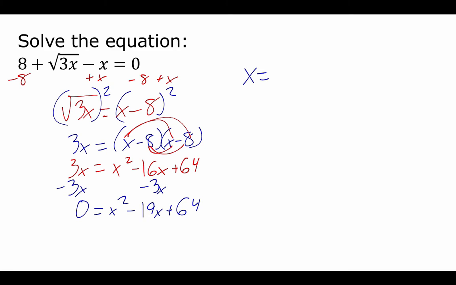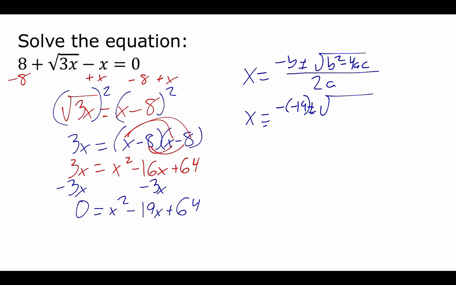What it means, we need to go back to our good old quadratic formula, which is hopefully ingrained in your brain forever. It's x equals negative b plus or minus the square root of b squared minus 4 times a times c, all divided by 2 times our a value. In our case here, our b is negative 19, so I have negative 19 plus or minus the square root of negative 19 squared.